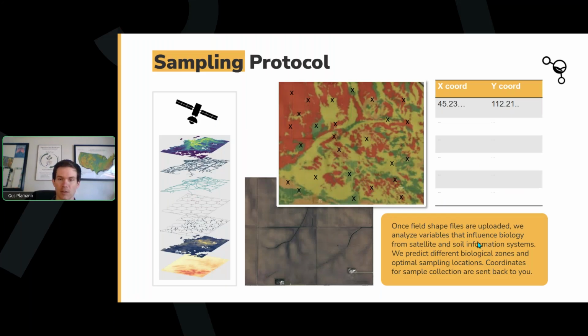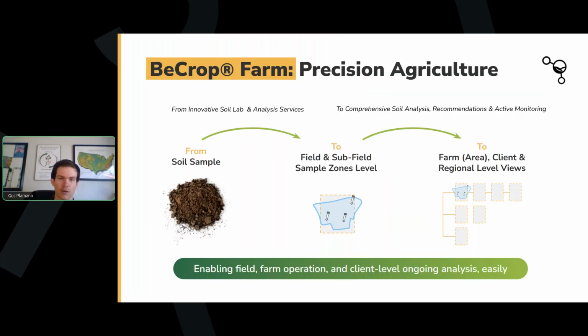So once Biomakers receives those boundaries or shapefiles of the field, it's used to develop these biological zones, and then sampling locations are shared back with the client, those specific GPS coordinates for a sample, so that clients know exactly where to sample in order to generate those high definition or precision ag maps that can show you how soil biology varies within each field and across fields.